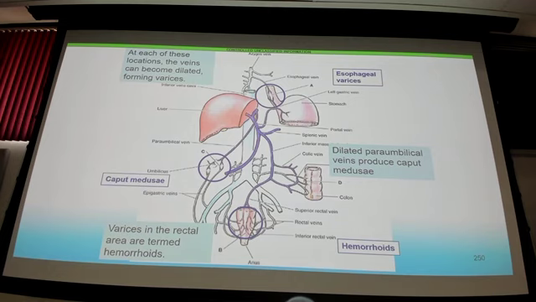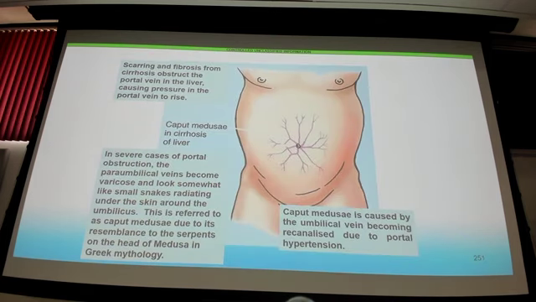So anywhere that they have these tributaries, they can become backed up. Let's leave it at that. So you can have dilated paraumbilical veins, which produce what you'll hear later is called caput medusae. Looks like a bunch of snakes. Varices in the rectal area, we term them as hemorrhoids. Just for clarification, hemorrhoids are not always from these varices. You can have hemorrhoids from other veins or arterial supplies down that area too, right? But you can have them from this. So this is caput medusae.